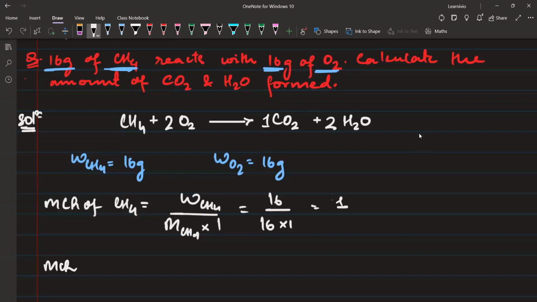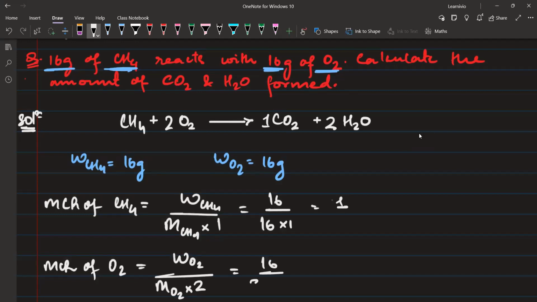Then you will calculate MCR of O2. That is equal to how much? Mass of O2 divided by the molar mass of O2 multiplied by stoichiometric coefficient. What is the stoichiometric coefficient? 2. So this will be equal to 16 divided by mass of O2, which is equal to how much? 32. Multiplied by, yes, very good, 32 multiplied by 2. Makes sense? So 16 twos are 32, and this will be equal to 1 by 4.